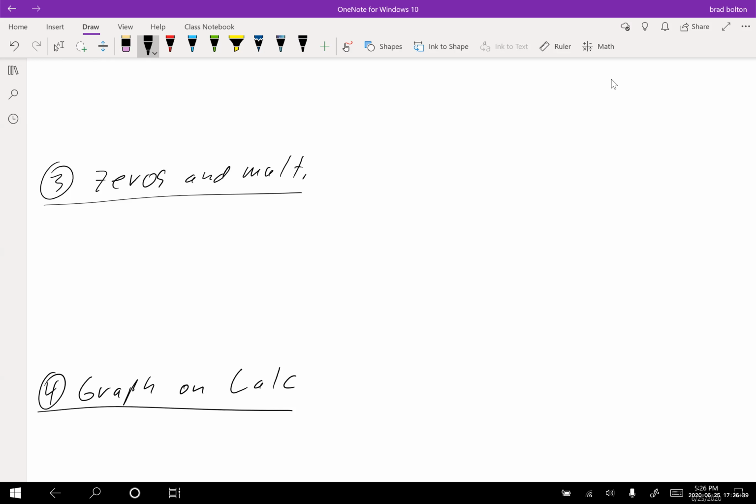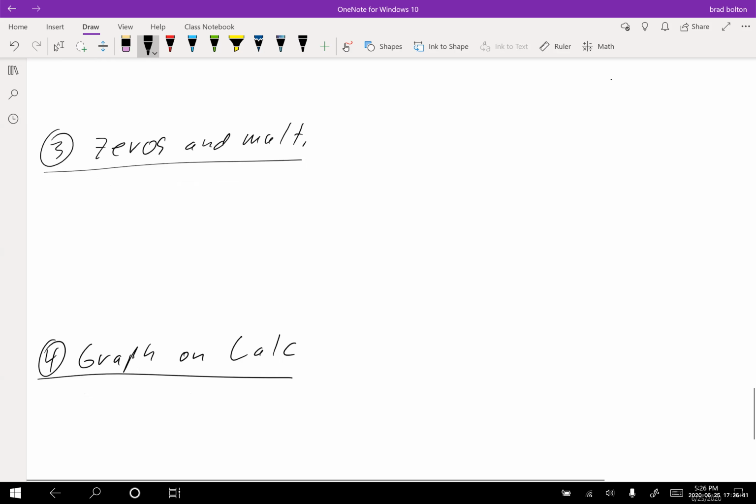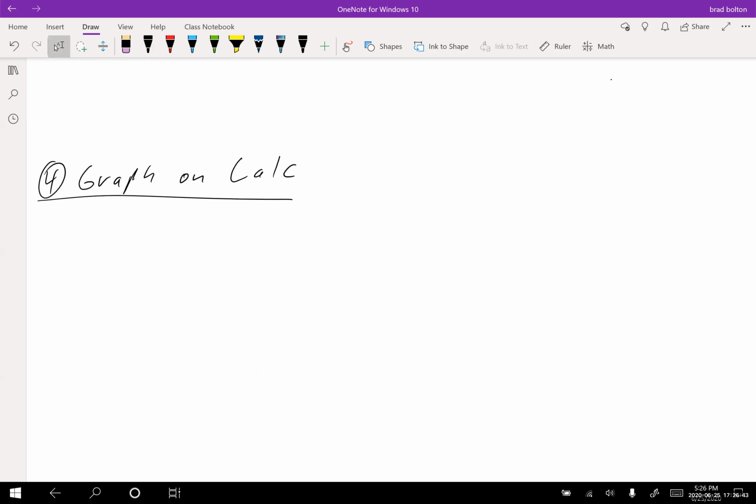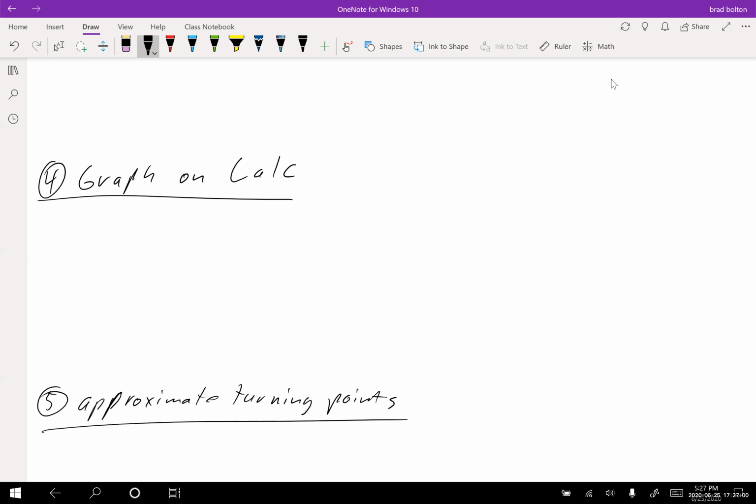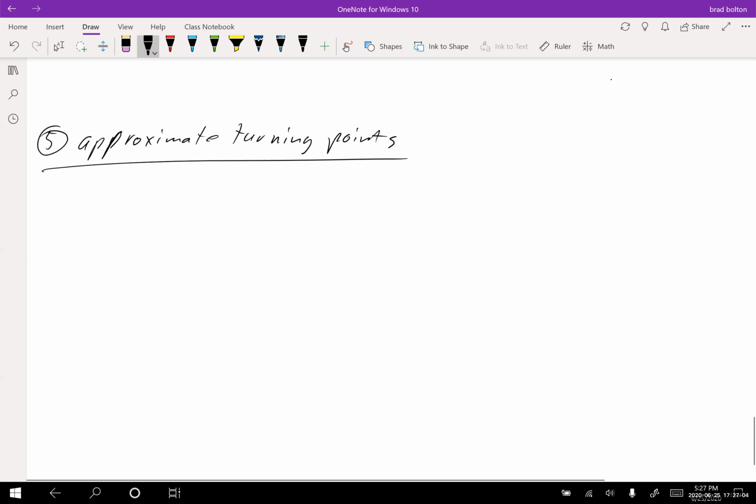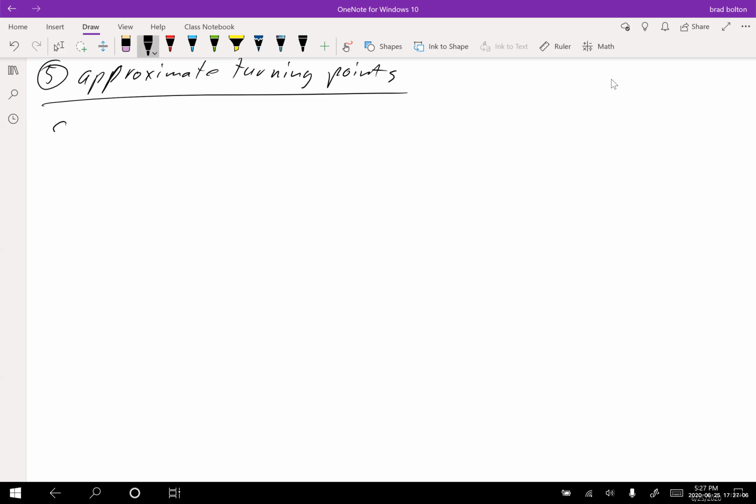All right, so let's see what we got here. Oh no, there's more. Sorry about that. Graph on the calculator, step 5. Let's find the approximate turning points. And we're not exactly sure what they are because we're going to have to use our calculator to find these. In Calc 1, I will teach you how to find these turning points by hand, but for now we're going to have to approximate the turning points on calculator.